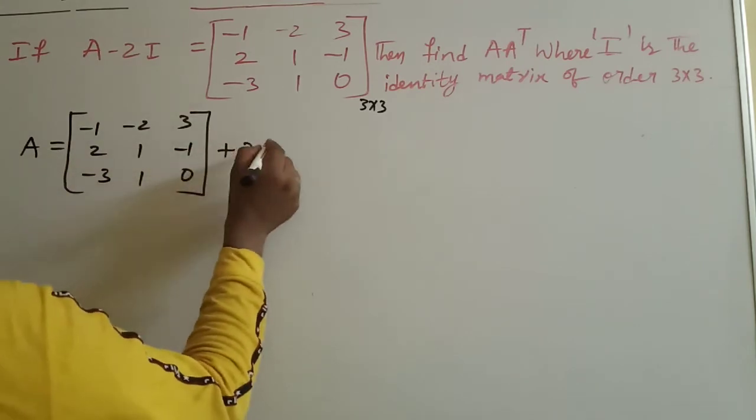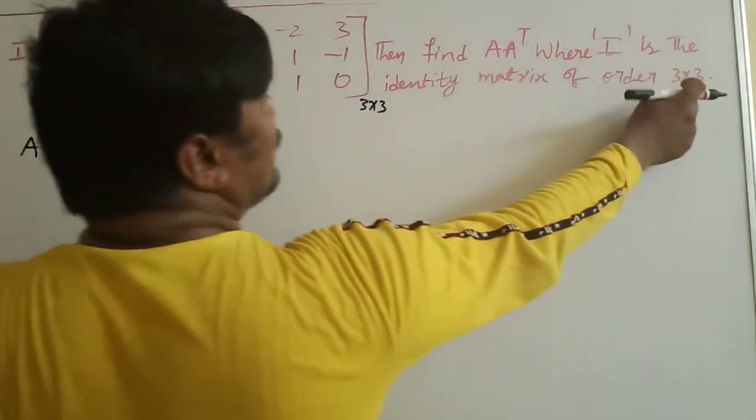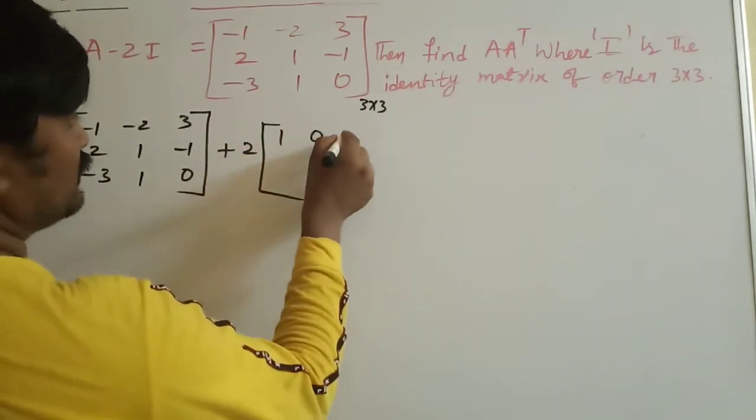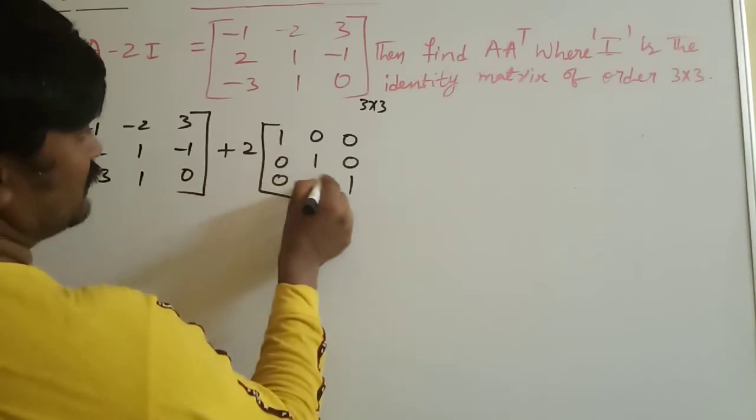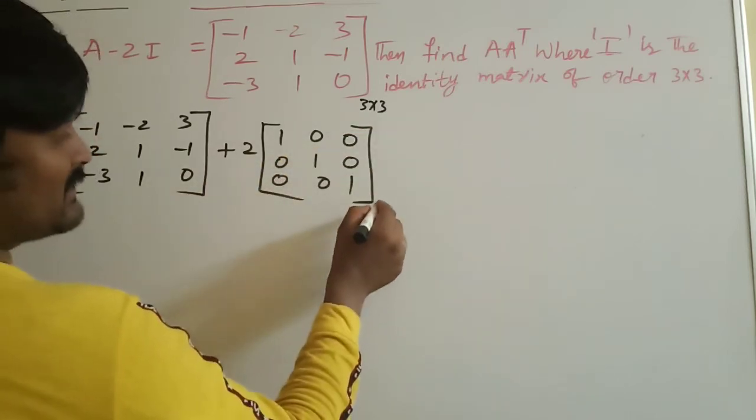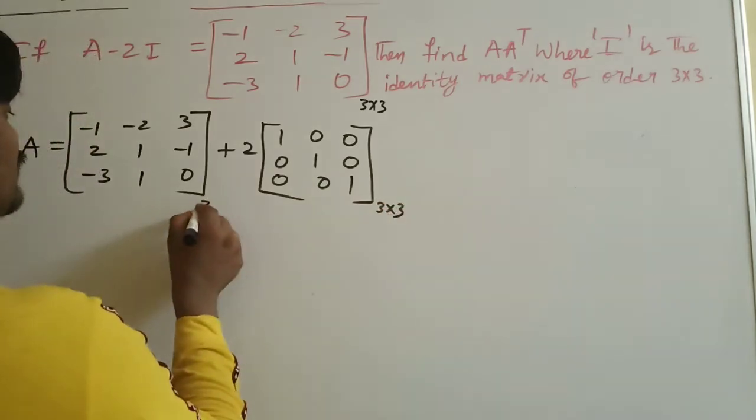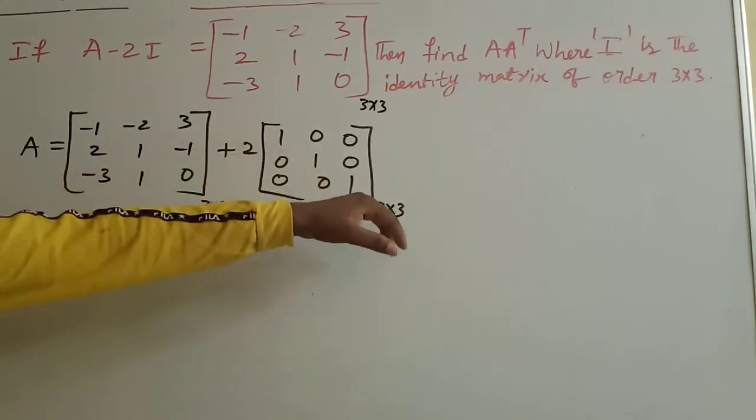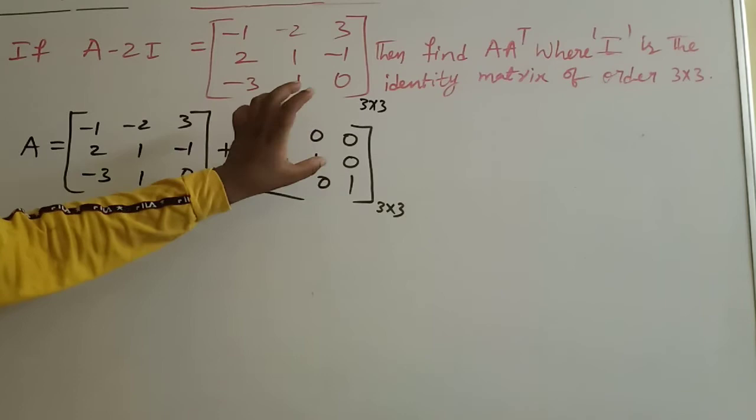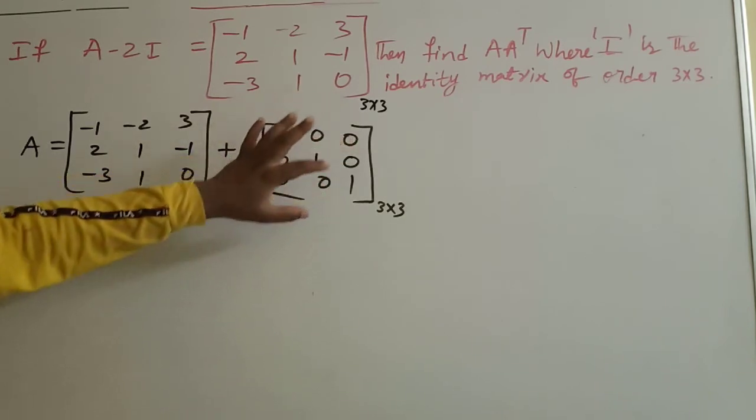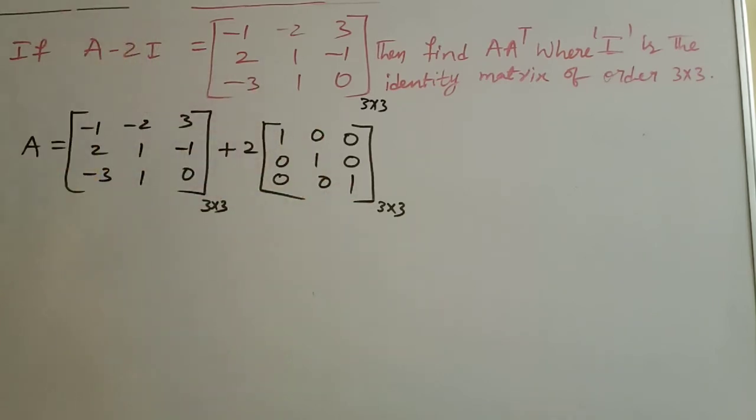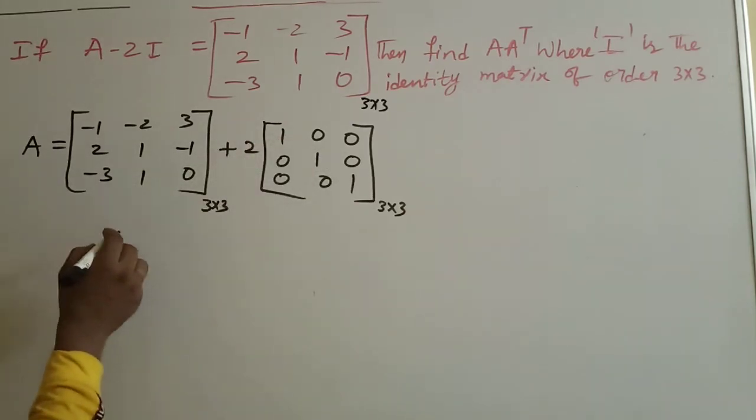plus 2 into I. I is of order 3 by 3, as they said, so we can write 1, 0, 0, 0, 1, 0, 0, 0, 1. This is the identity matrix of order 3 by 3, and here also the order is 3 by 3. Remember carefully: except for the principal diagonal, all remaining elements should be 0, and the principal diagonal elements should be 1. Then that is called an identity matrix. So multiply with 2, what are you going to get here?